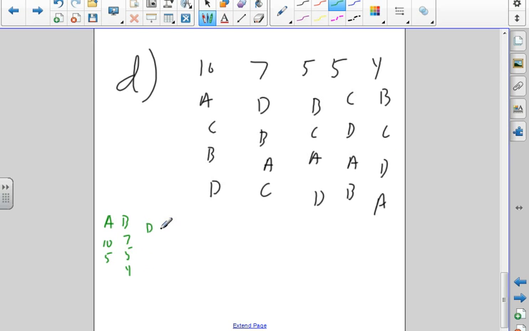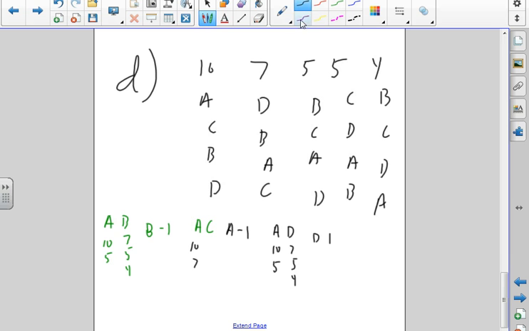D wins. D gets one vote. Minor problem. A to C. Okay, I'm going to do A to C. 10, 7, A gets a vote. Okay, now I'm going to do A to D. 10, 7, 5, 5, 4, D gets a vote.